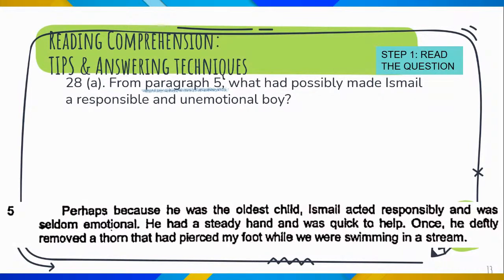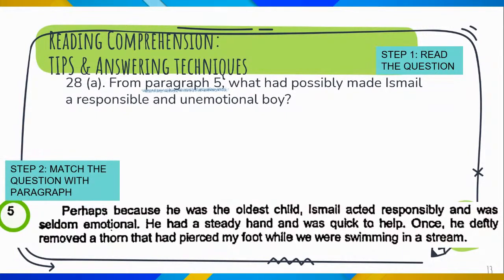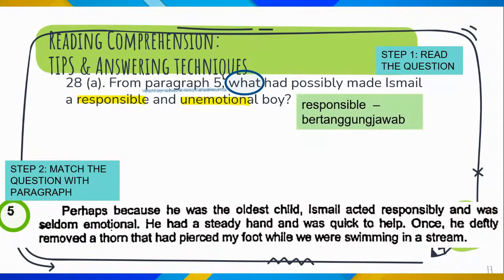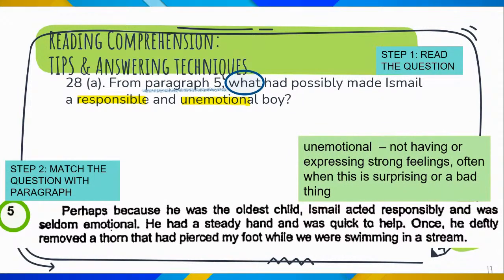All right, so for 28A, you have to find the answer in paragraph 5. And the WH question is what? What had possibly made Ismail a responsible and unemotional boy? Responsible means bertanggung jawab, and unemotional means not expressing strong feelings, meaning the ability to hide their feelings and focus on the solution. Maksudnya dia tak beremosi lah. Dia hanya orang yang fokus kepada mencari penyelesaian. So that's what unemotional means.